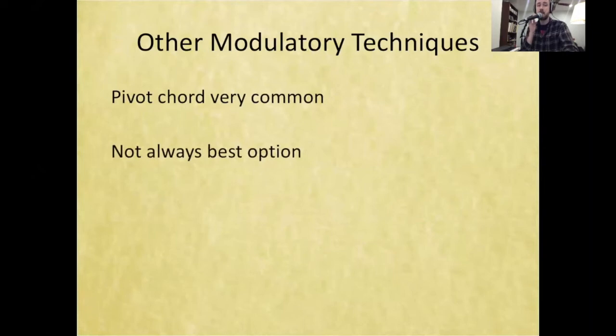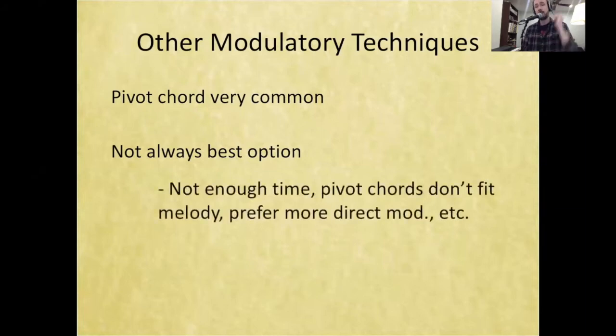We know that the pivot chord is very common, but we can probably imagine that it's not always the best option. Certainly it would be strange for there to only be one way that we modulate. There are a lot of reasons that the pivot chord might not be the right one for us. Maybe there isn't enough time to do it. The one beat that's needed for that shared chord can sometimes not be ideal for the musical scenario. Maybe the melody needs it to be more flexible, needs it to be something different, all kinds of reasons.